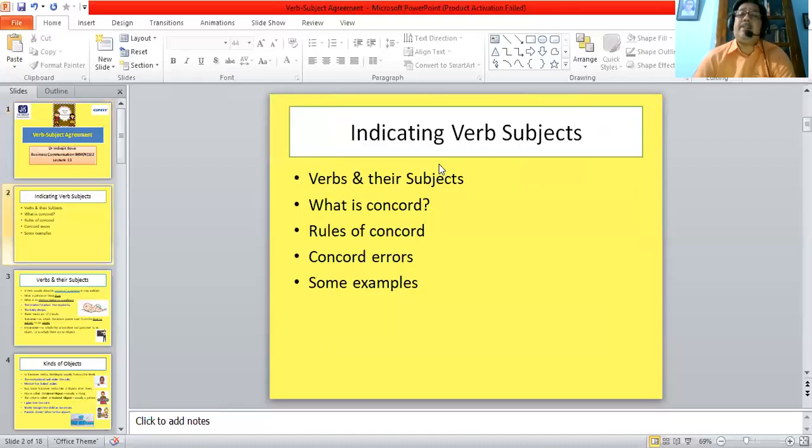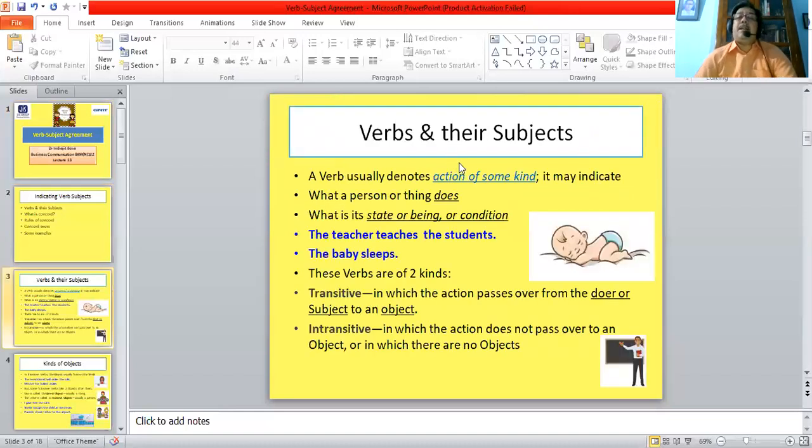So, in the course of this lecture, we shall be looking at what are verbs and what are their subjects, and what is concord or subject-verb agreement, and the rules of concord. Then we shall also examine some concord errors with examples. Now, you all know that a verb indicates action of some kind. Ram is reading, Sita is playing, the children are swimming.